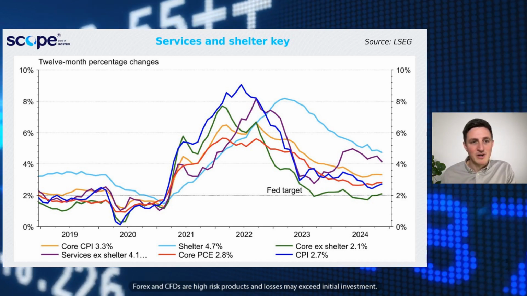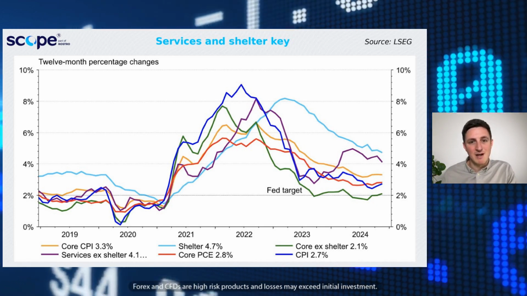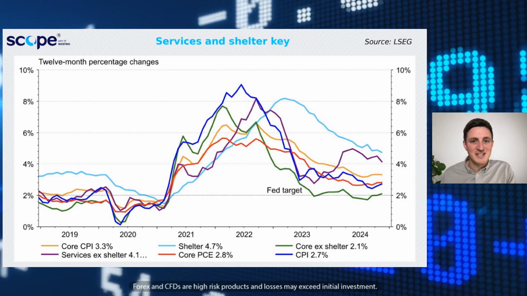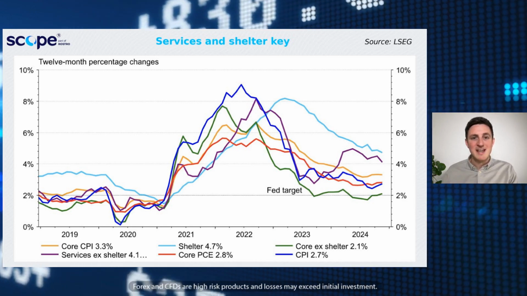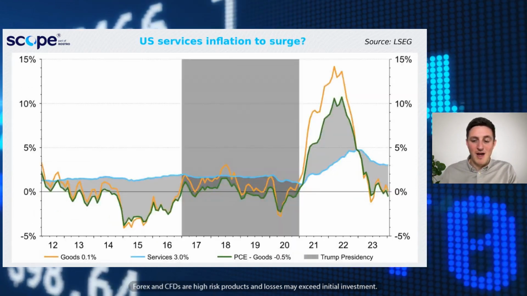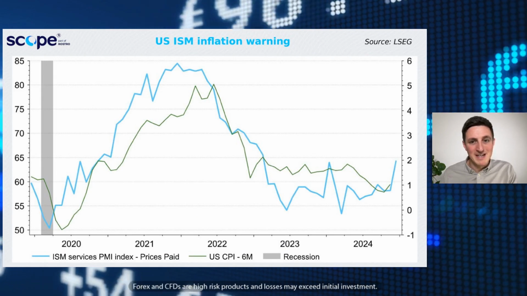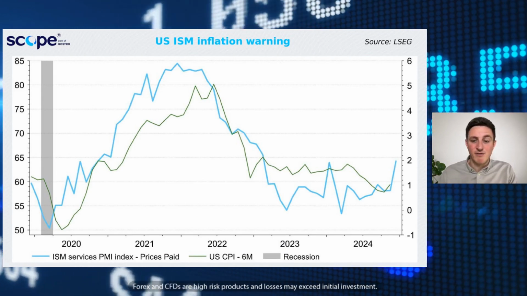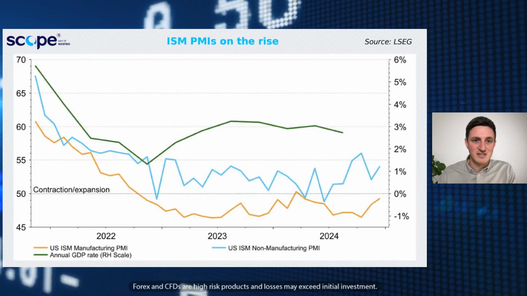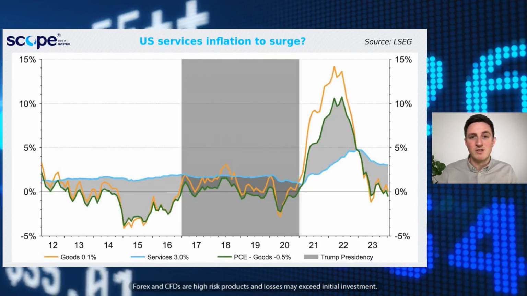And then we're looking at services excluding shelter, 4.1, and a move towards the downside of late. If we can continue to see downside inflation in terms of services, that's going to be absolutely key. But there's a caveat. We've already seen what happened with the ISM prices paid element, right? So is this indicative of a resurgence in terms of services inflation? That's going to be absolutely key, and it's going to be an element that we're really focusing on quite heavily within the CPI report.